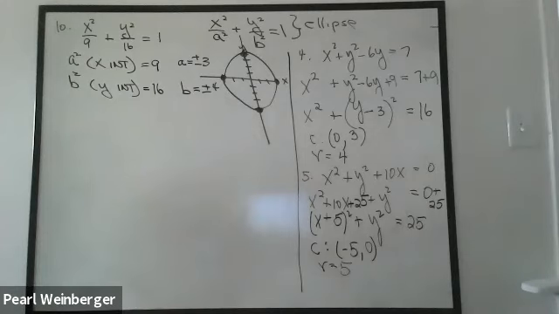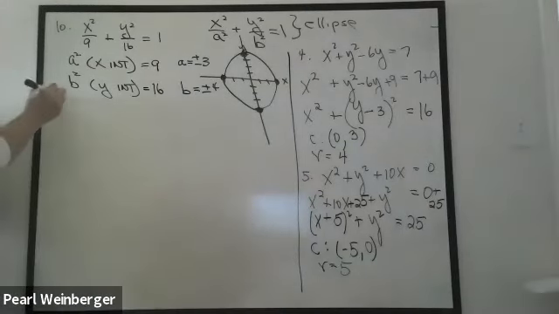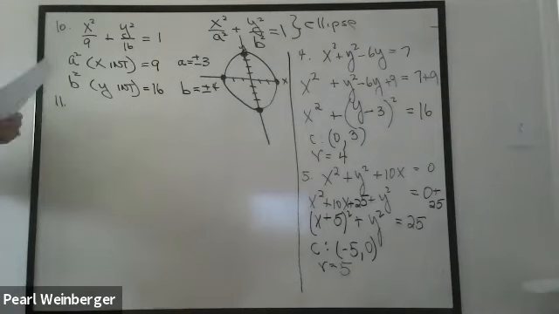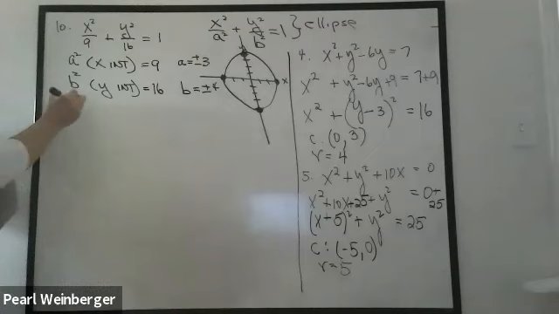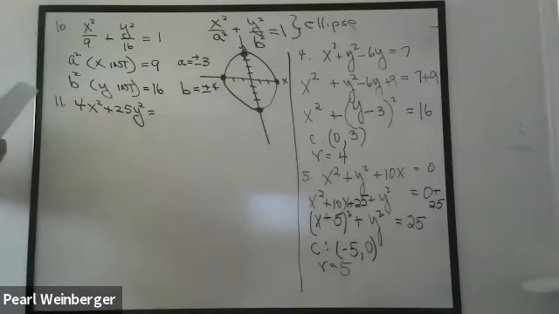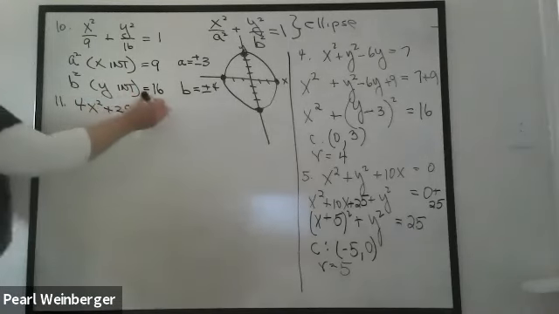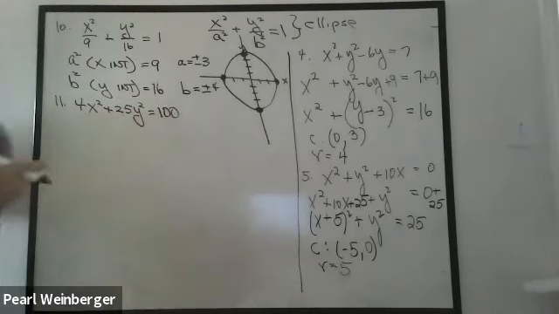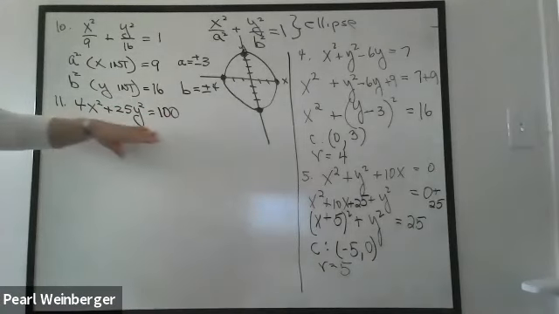10. Number 11 is again a similar question where it's asking you to find the intercepts and graph, but they're giving you an equation: 4x squared plus 25y squared equals 100. Now, we will recognize this also as an ellipse because, again, we have this x squared and y squared term.